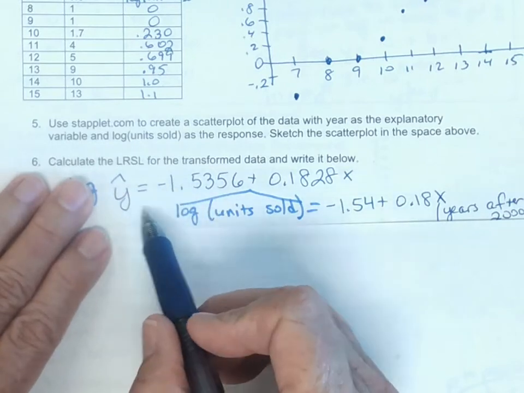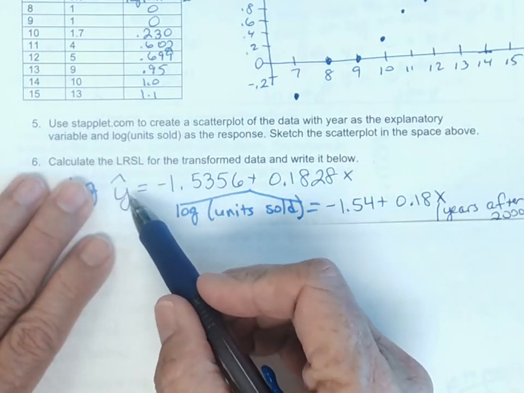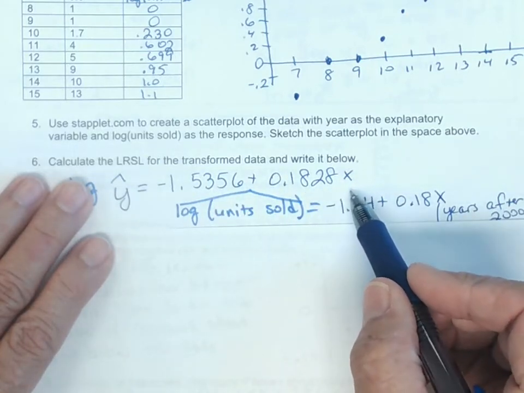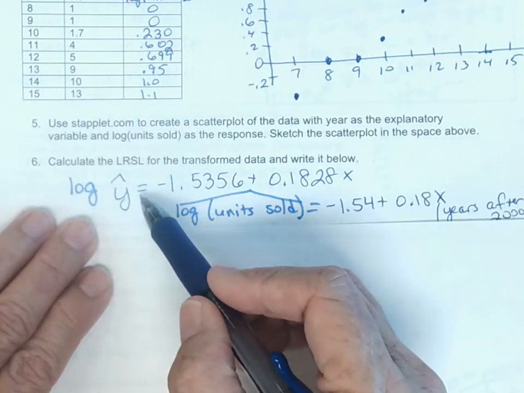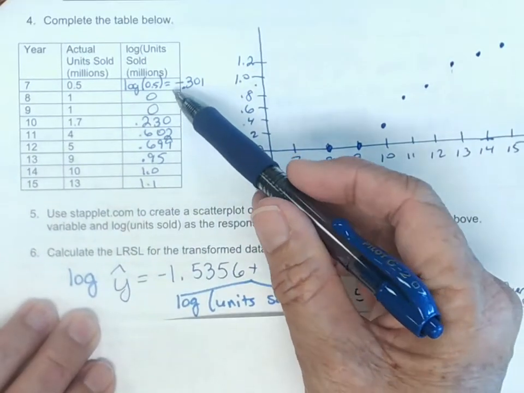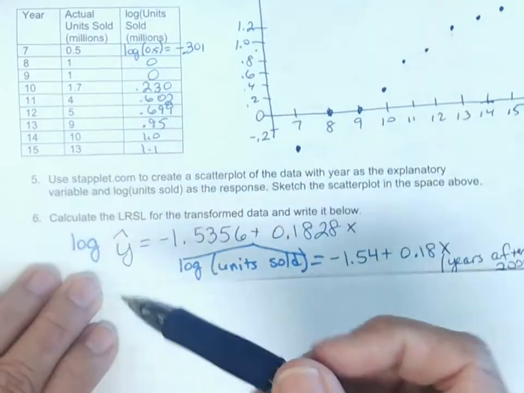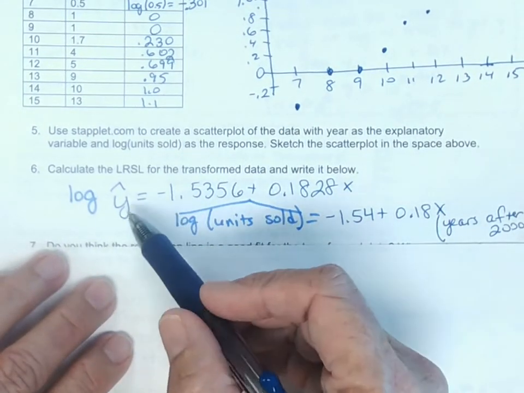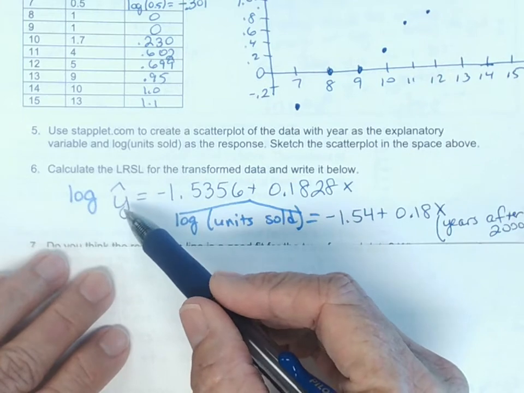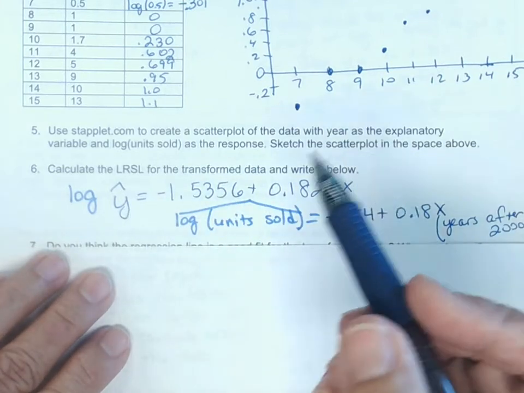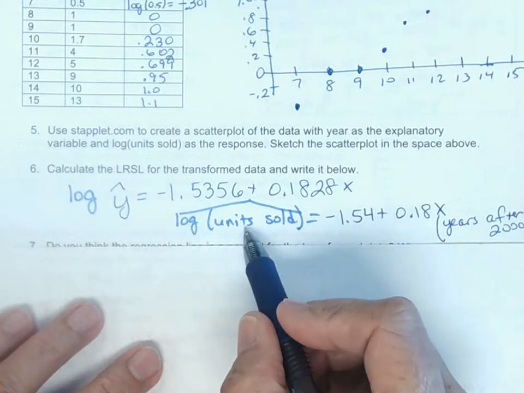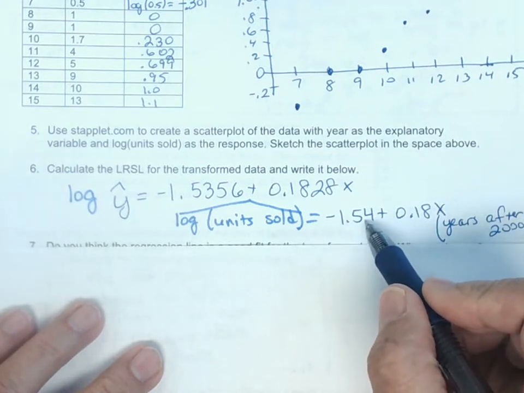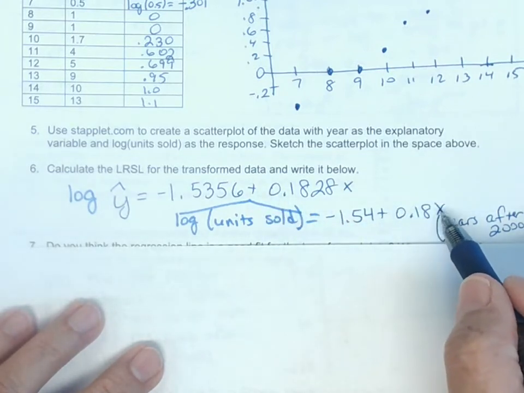And we have to remember that the equation that I get, y hat equals negative 1.5356 plus 0.1828x, that represents the log of y. Okay, it's not y anymore because remember, our response value is the log of it. So I have to make sure I don't forget to put that log in. And when I write the equation, I can write it like this, but I would have to state what y hat represents and what x represents. Another way of doing that would be saying the log of units sold with a little hat or big hat over that equals negative 1.54, I just rounded there, plus 0.18x.